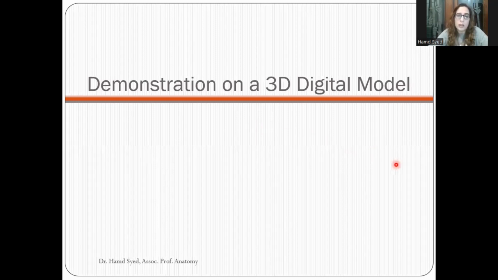Okay, so let's look at these bones that I've shown you in simple diagrams now in a 3-dimensional digital model, and we can count these bones as we go along, and identify these bones in that 3-dimensional digital model of the skull.